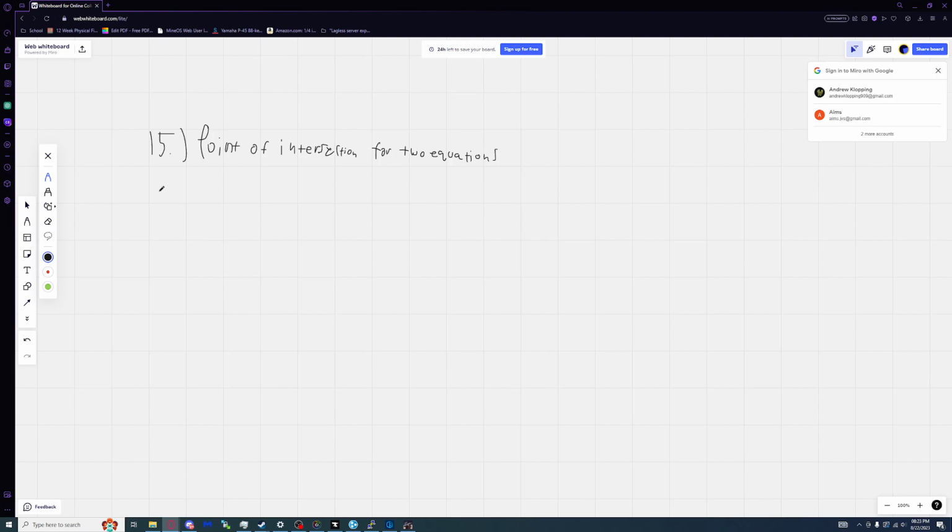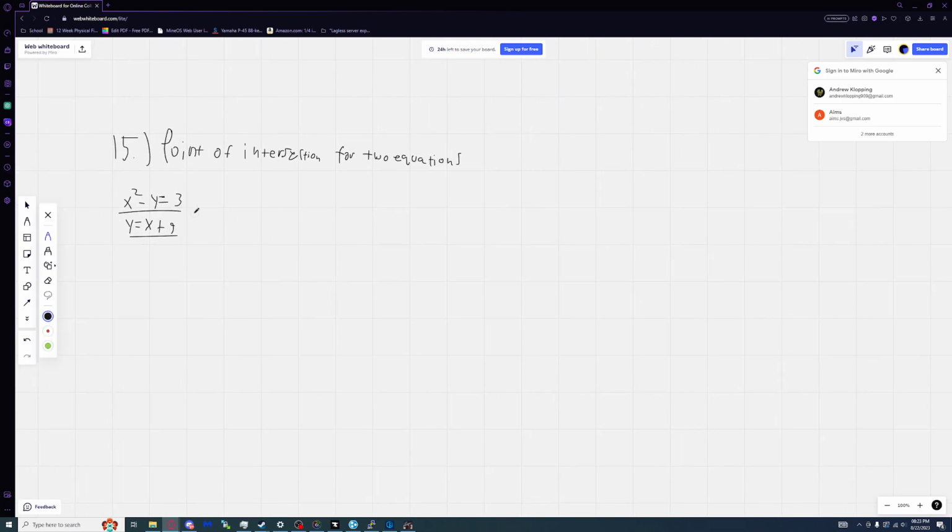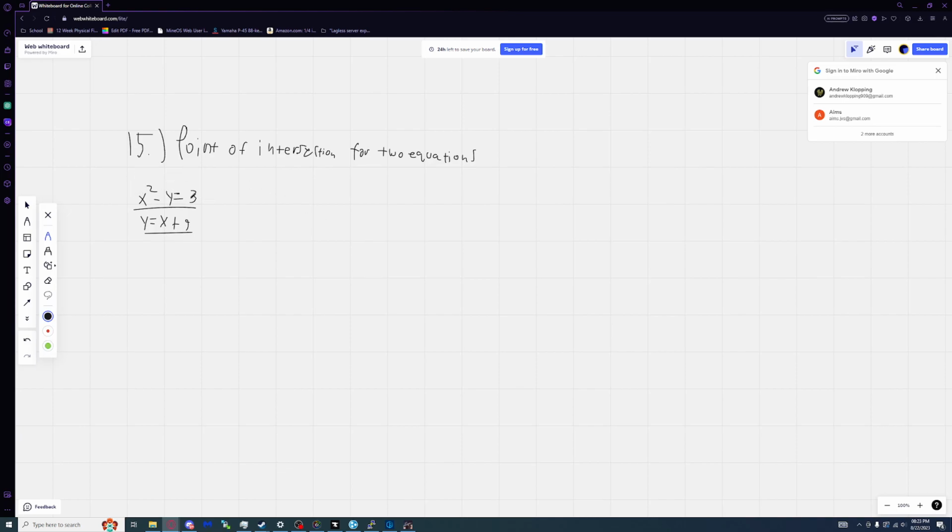Alright, so we're given the two equations, x squared minus y equals 3, and y is equal to x plus 9. Now, whenever I'm given an equation, I like to put it in terms of y. So real quick, we can see that this one here is already in terms of y, and this one is not. So what we're going to do is make this graph in terms of y.